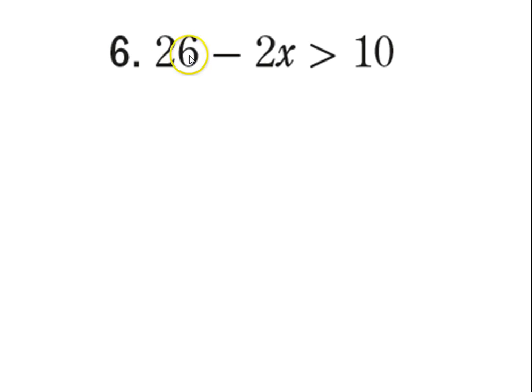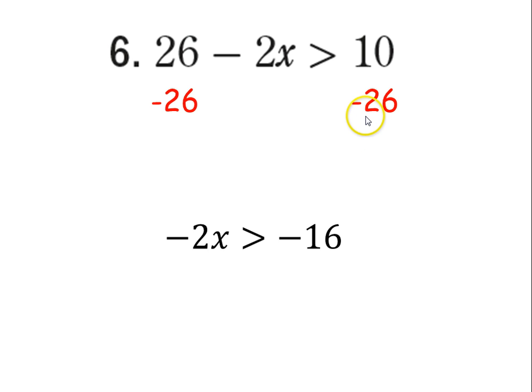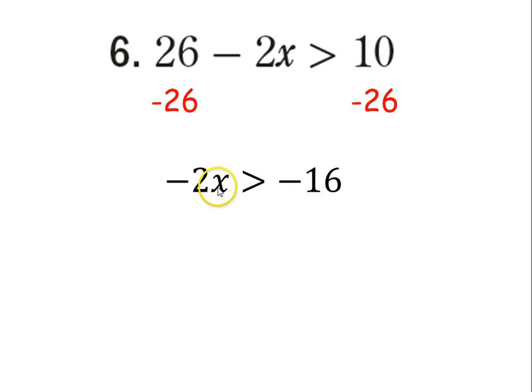Number 6, we have 26 minus 2x is greater than 10. First thing we're going to do is subtract 26. This is a positive 26, and I know that it's a positive 26 because there's no symbol out in front. It doesn't say negative, and if there's no symbol there at all, it means that it's positive. So we're going to subtract 26 from the left-hand side, and then we're going to subtract 26 from the right-hand side.